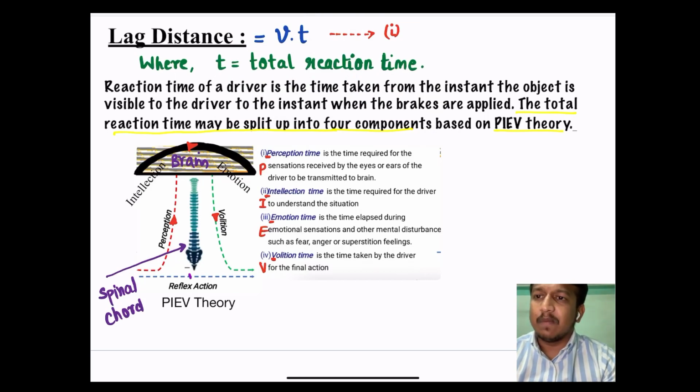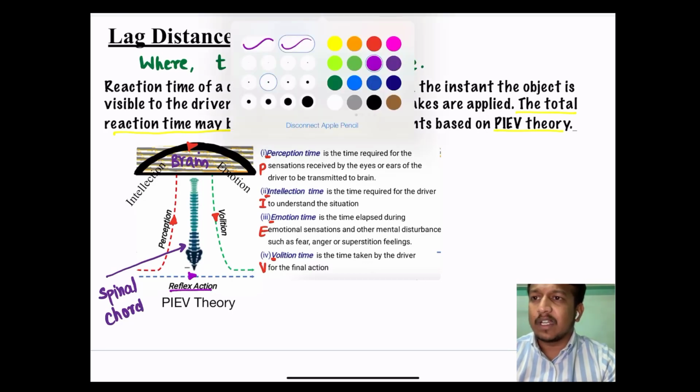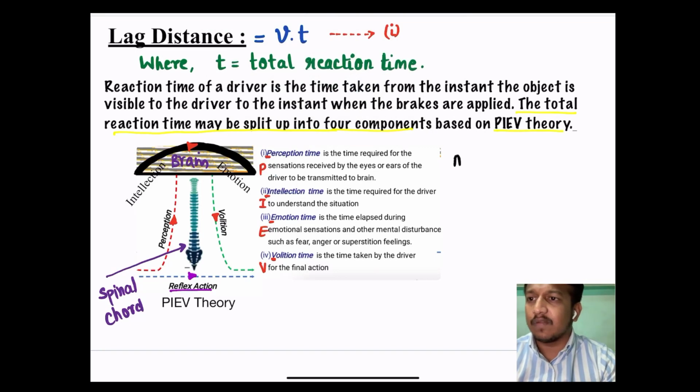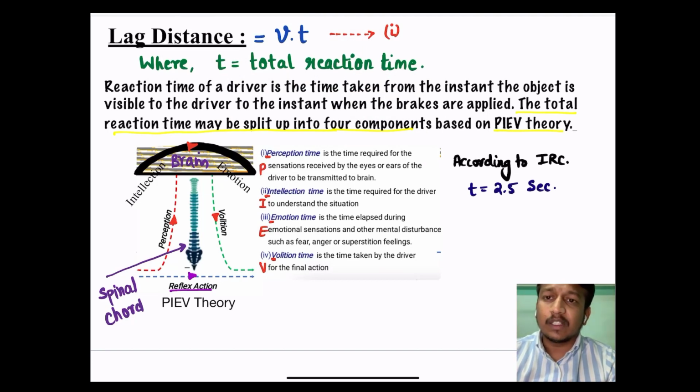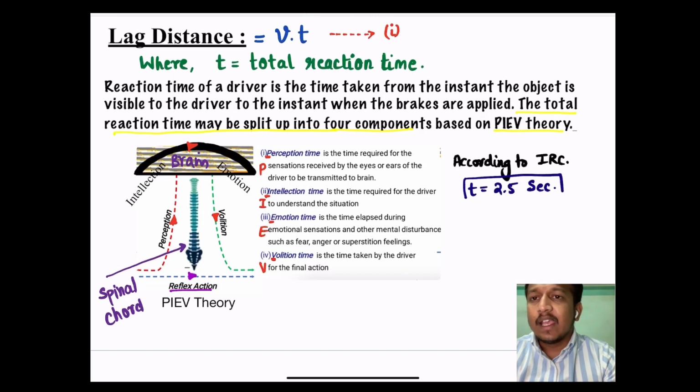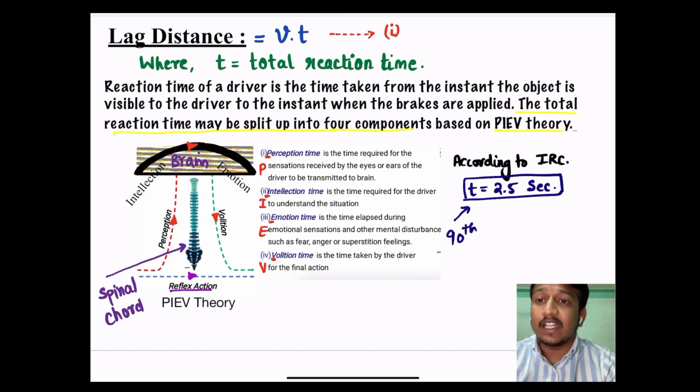And the final is the time lost in taking the final action. Sometimes the brake is applied suddenly without any perception, intellection, emotion, which is known as what? Reflex action, which I have shown here. So according to IRC, this total reaction time is taken to be 2.5 second. Please remember, sometimes they can ask this 2.5 second. Why 2.5 second was taken is that this time is known as the 90th percentile time.